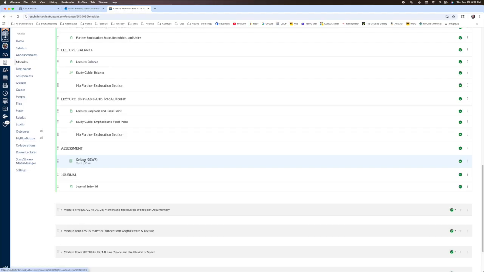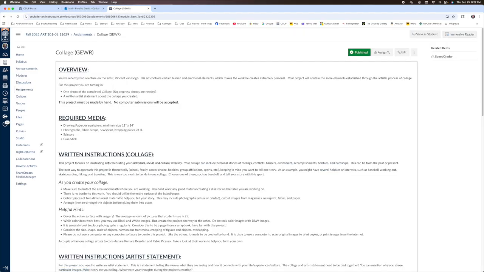And this also has a short writing element to it as well. So we recently had a lecture back in week 4 on Vincent van Gogh, and we are drawn to his work because it tends to be very personal. It tells a story. I want you to create a collage that tells a story as well. And this can be, down here in the written instructions, celebrating your individual, social, and cultural diversity, personal stories of feelings, conflicts, barriers, hobbies, hardships, accomplishments, anything like that is a wonderful choice to use.